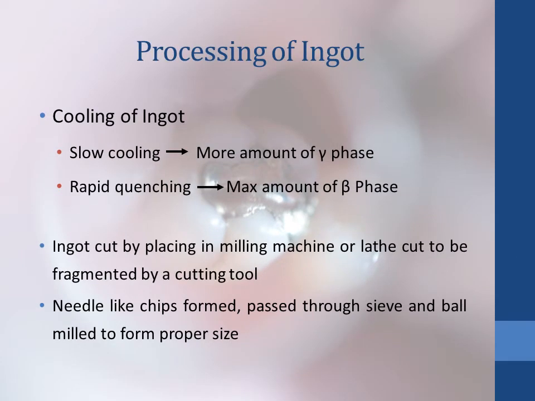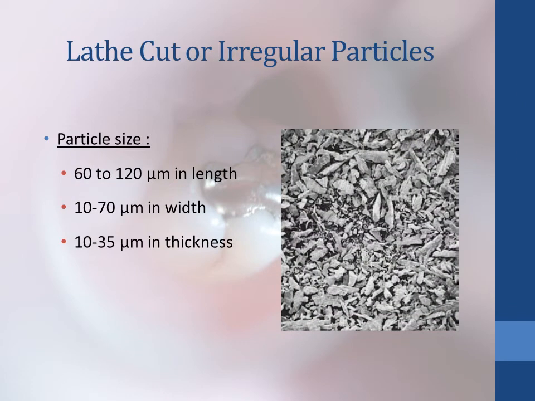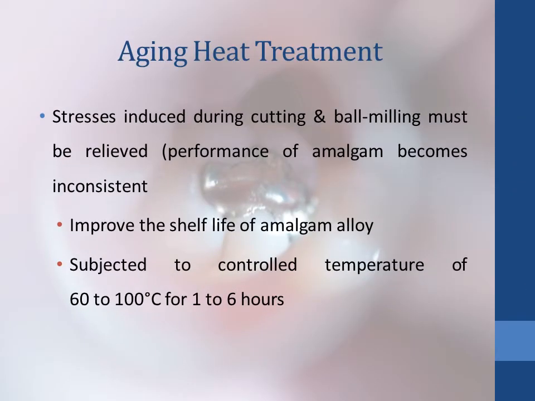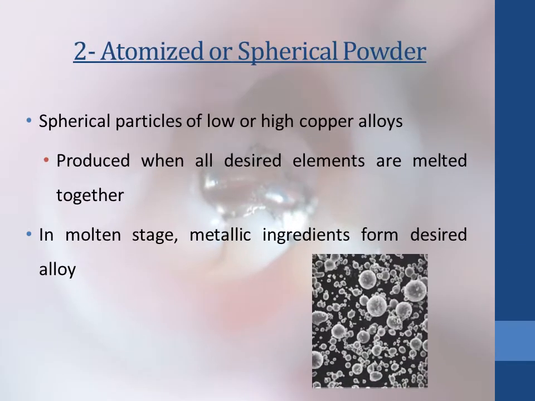Then the ingot or block is cooled and cut by placing it in a milling machine or lathe machine, and needle-like chips are formed. They are passed through a sieve and ball mill to get the proper size. The particle size is usually 60 to 120 microns in length. Finally, certain heat treatments are carried out to improve the shelf life, and you don't really have to go into these details.